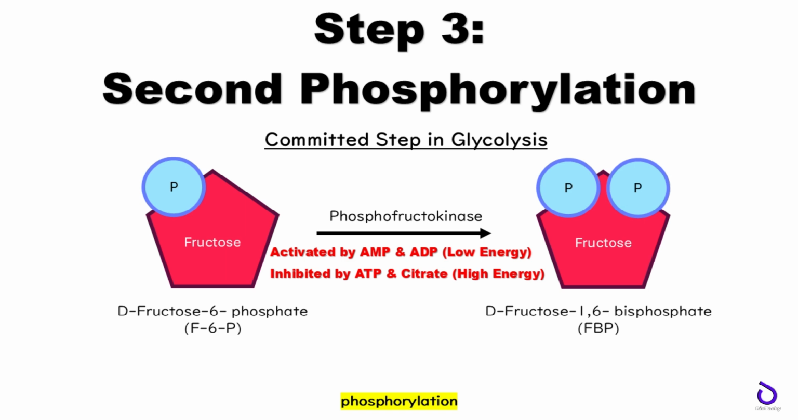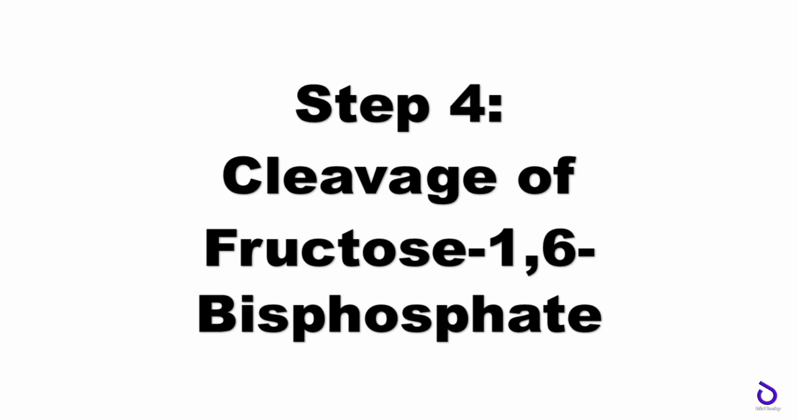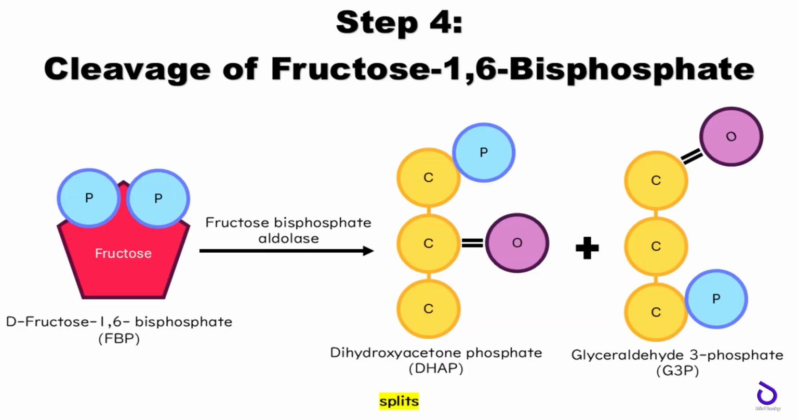Phosphofructokinase is activated by AMP and ADP. On the other hand, it is inhibited by ATP and citrate. Step 4, cleavage of fructose 1,6-bisphosphate. Fructose 1,6-bisphosphate splits into two triose phosphates, catalyzed by enzyme fructose bisphosphate aldolase.